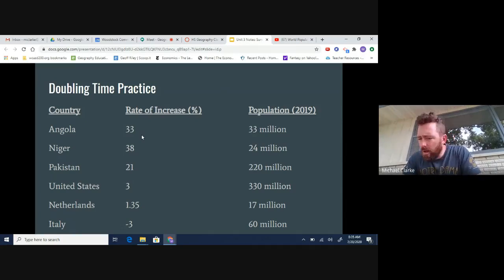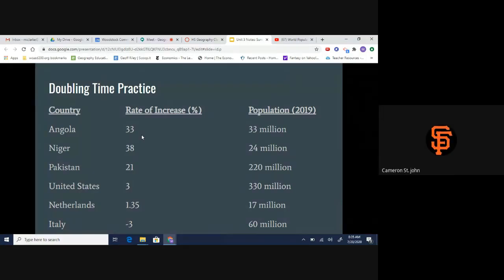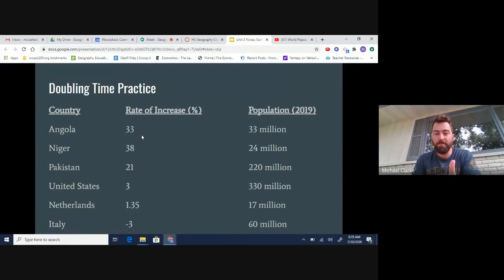All right. Pakistan. Cameron, you had Pakistan. What did you get for the doubling time? I got 3.3 years. Very good. So tell us what that means, Cameron. In a little over 3 years, the population is going to double. Very good, from 220 million people to 440 million people. Pakistan is not a very big country and it's really mountainous too. People don't like to live in the mountains. So the government there is really going to have some questions to ask over the next 3 years about where to put all these people. Your population is going to double.